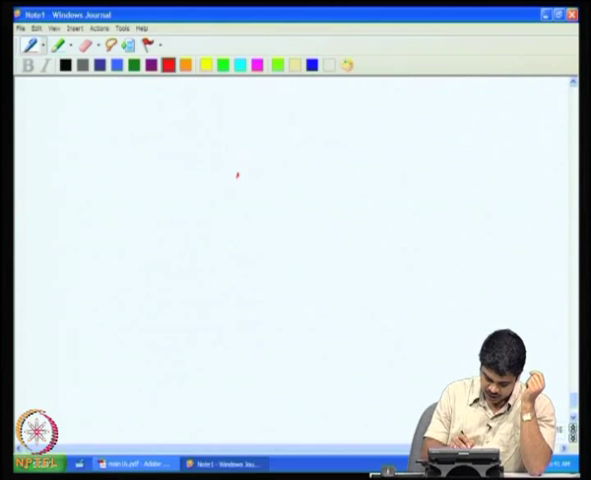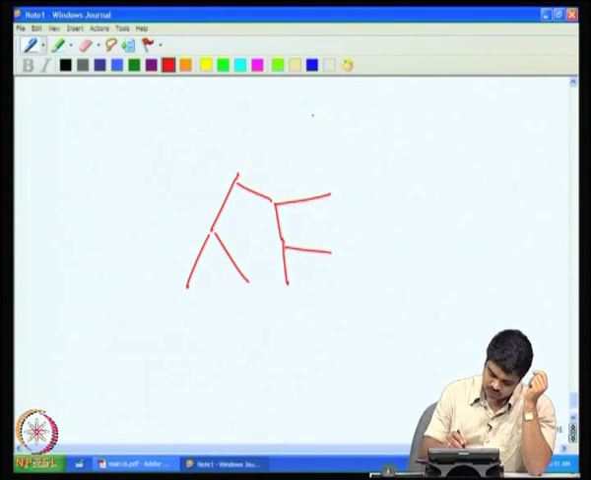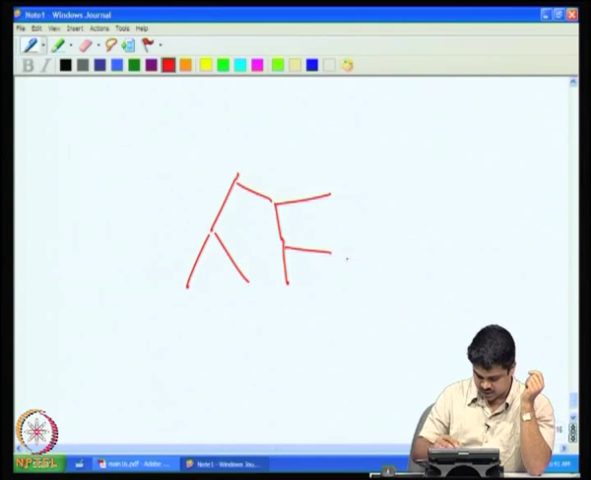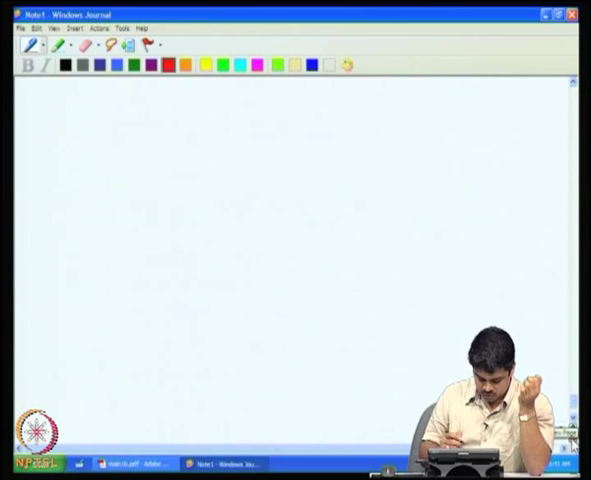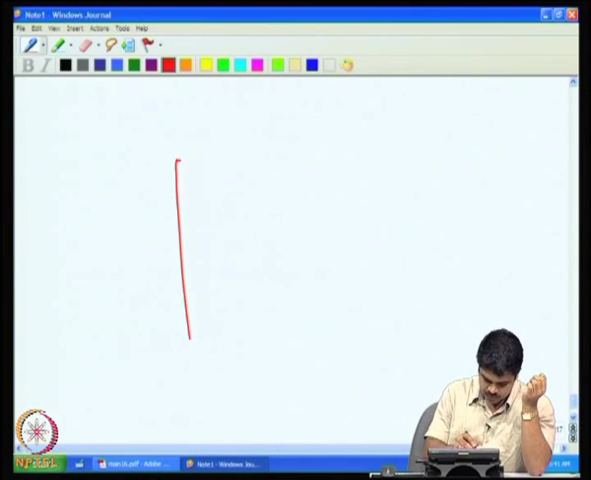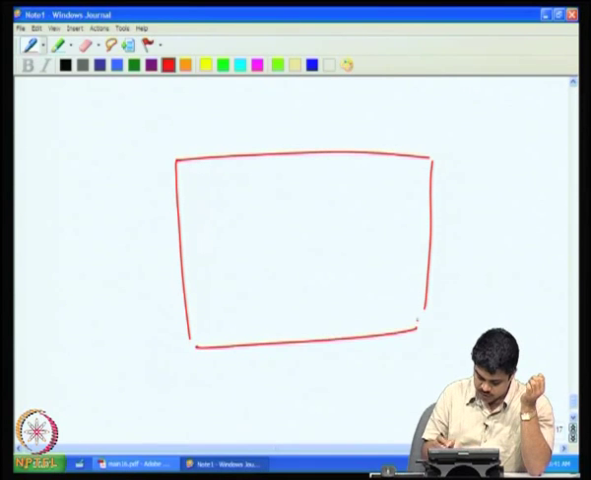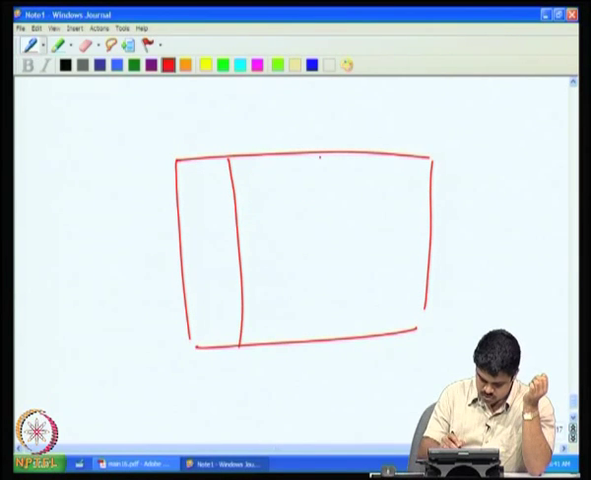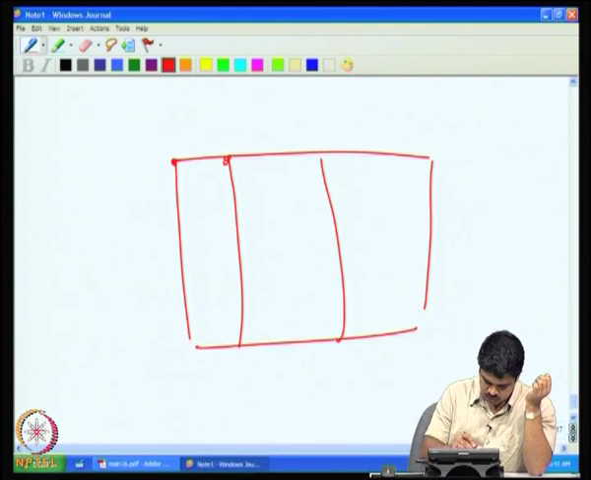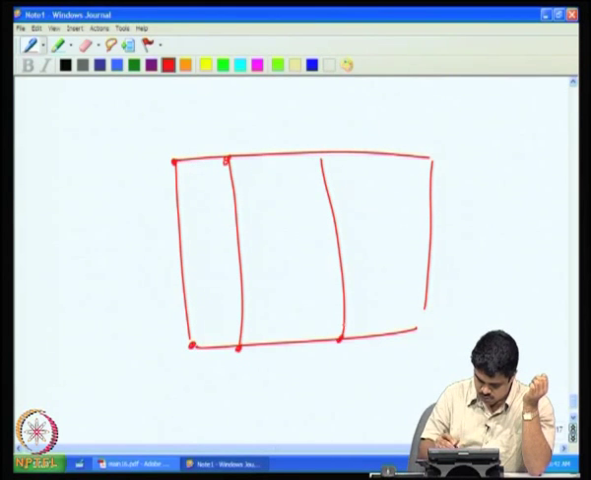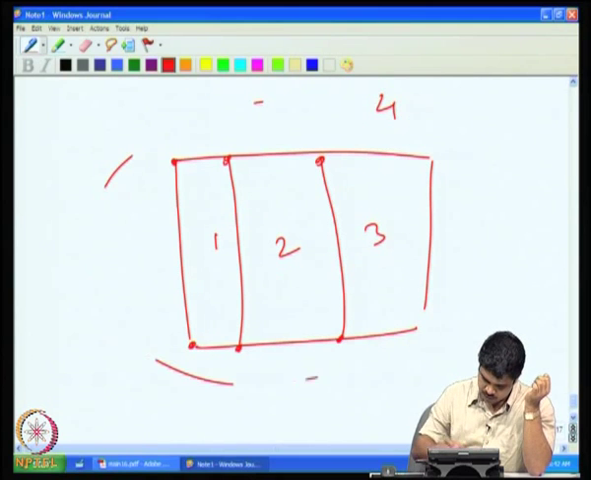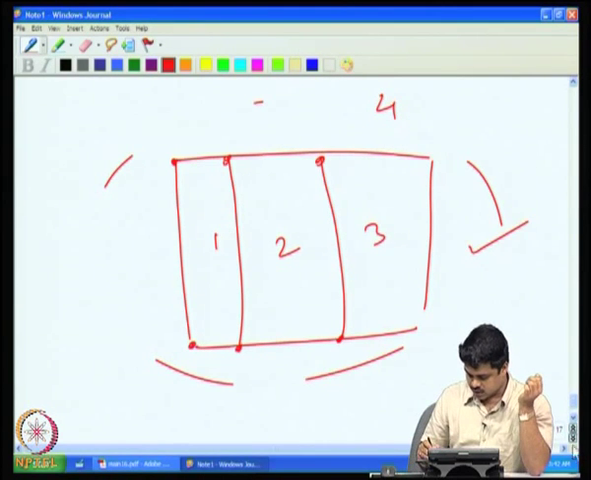For instance, if it is a tree, then there will be only one face, so this entire region is one connected face. Now another example: how many faces are there here? One face, second face, third face, fourth face outside. This is one face, right?